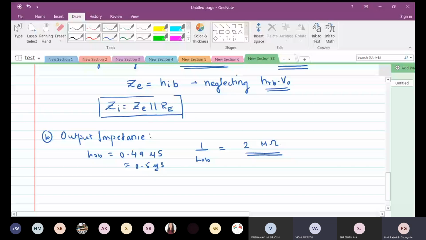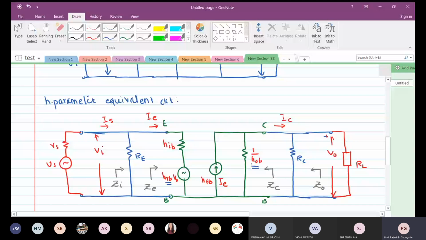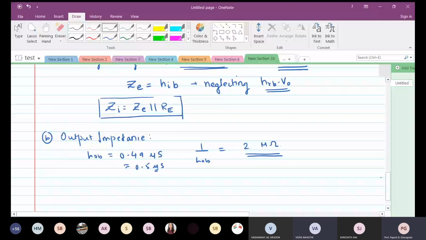Yes, sir. Okay, so a very large resistance is seen. If you look into the circuit, into these terminals, a very large resistance is seen, which is equal to about 2 mega ohms, which is a large quantity. Okay, that is the first observation over here.